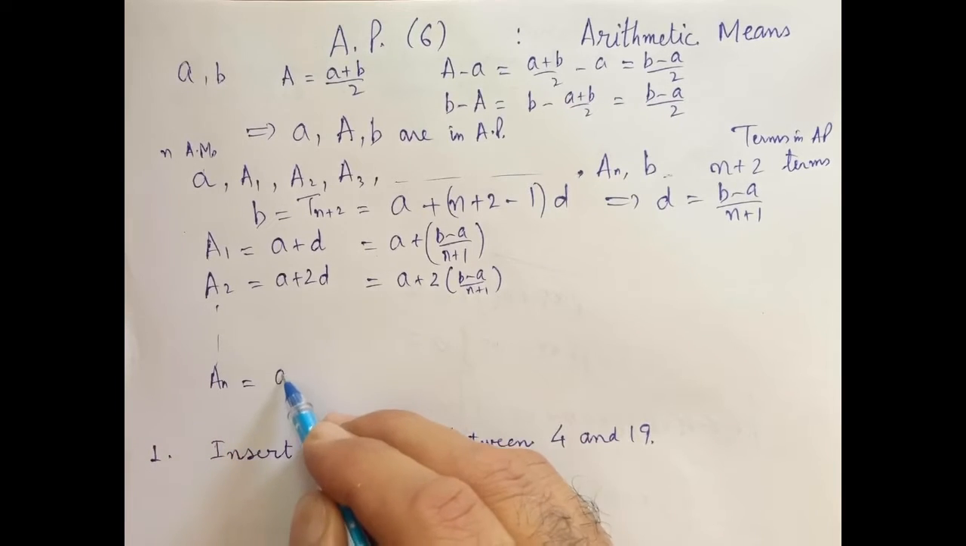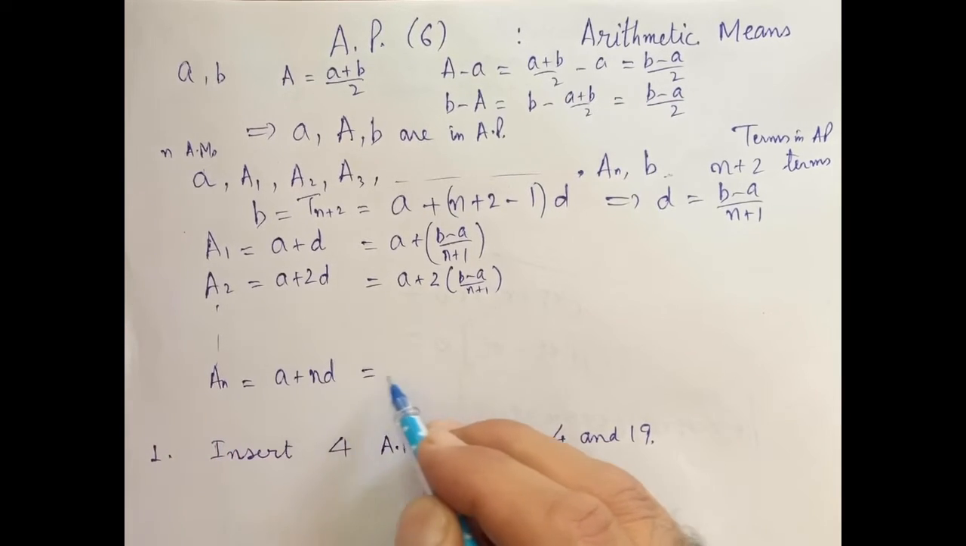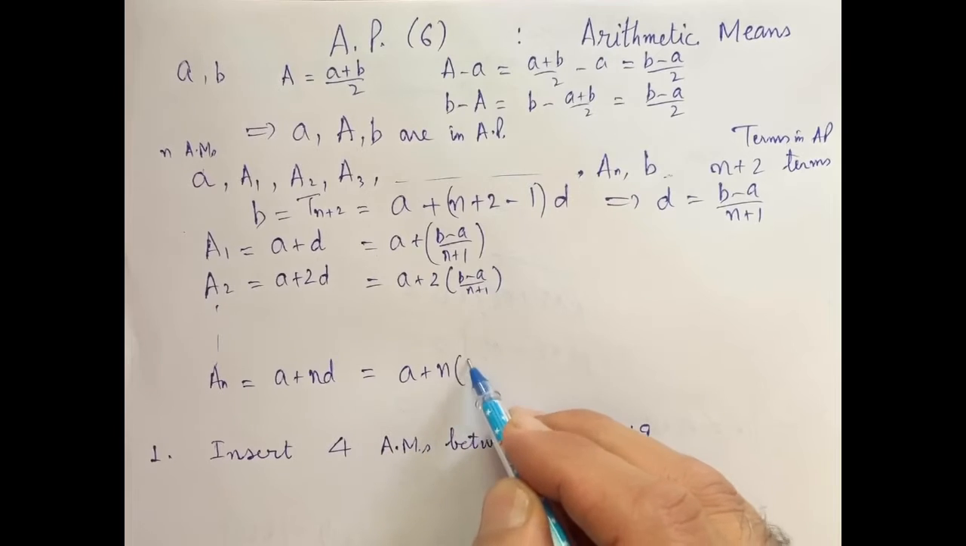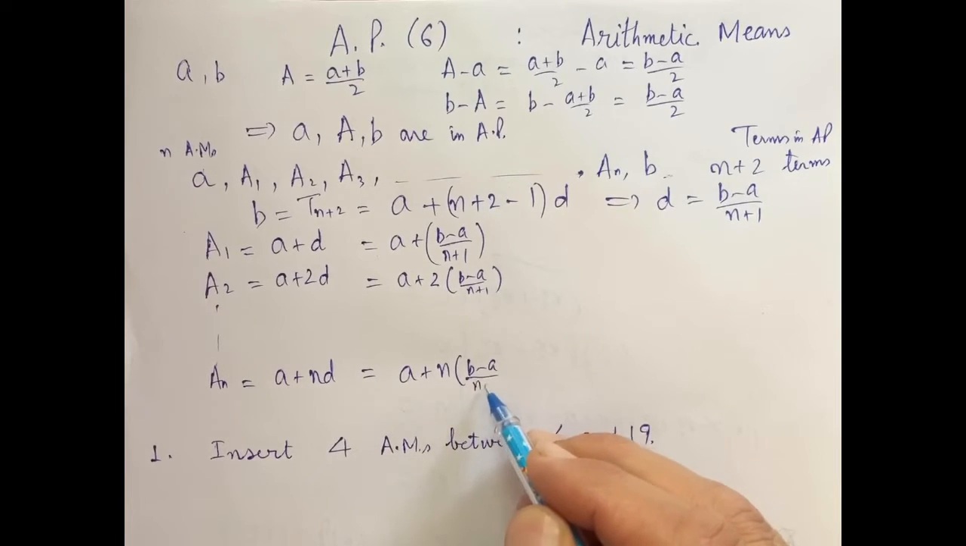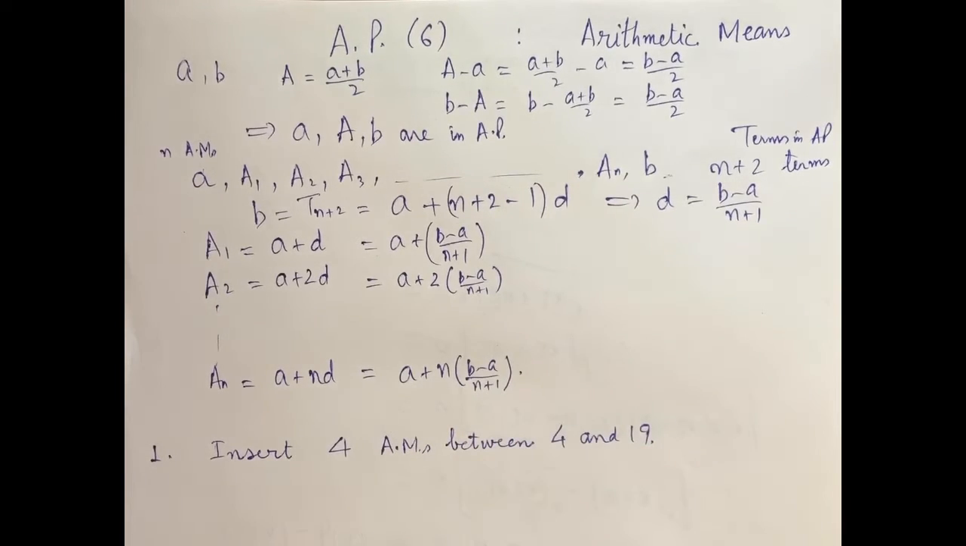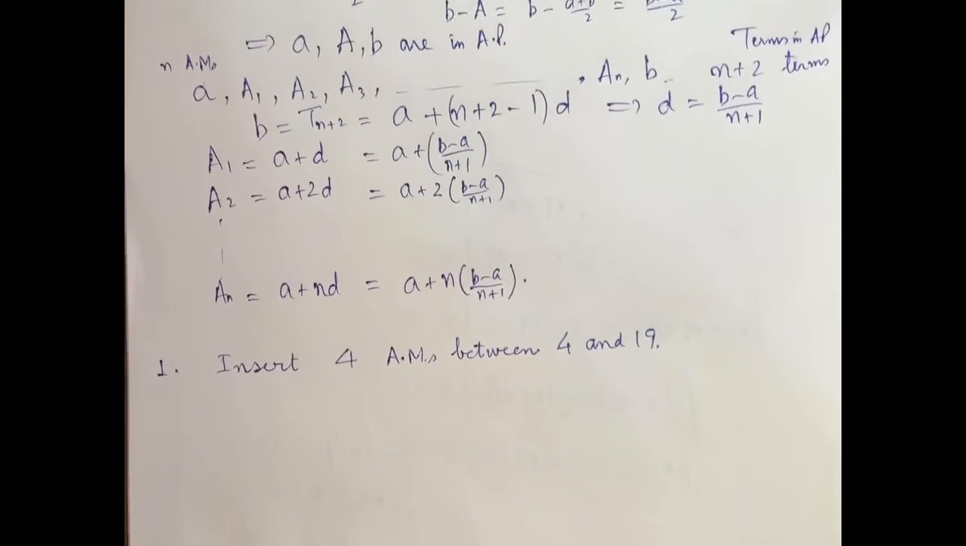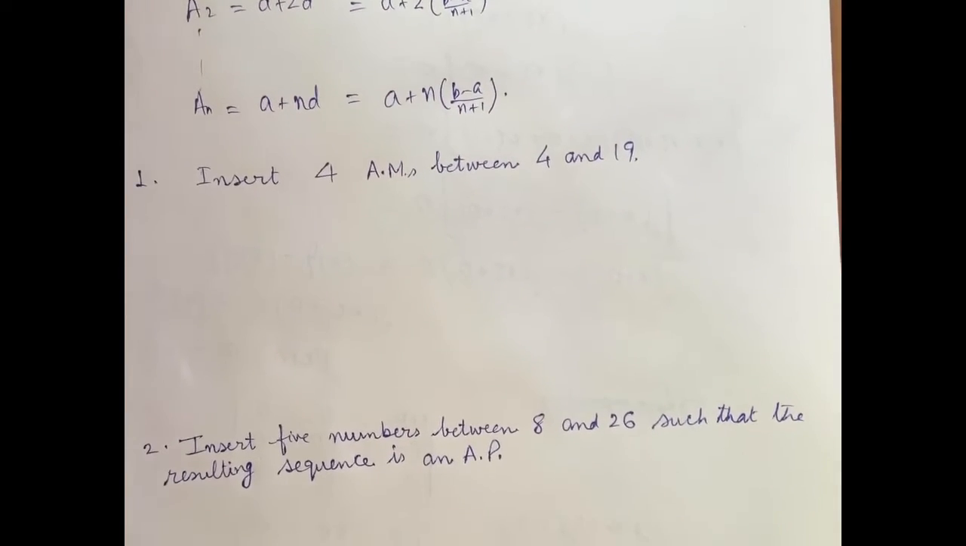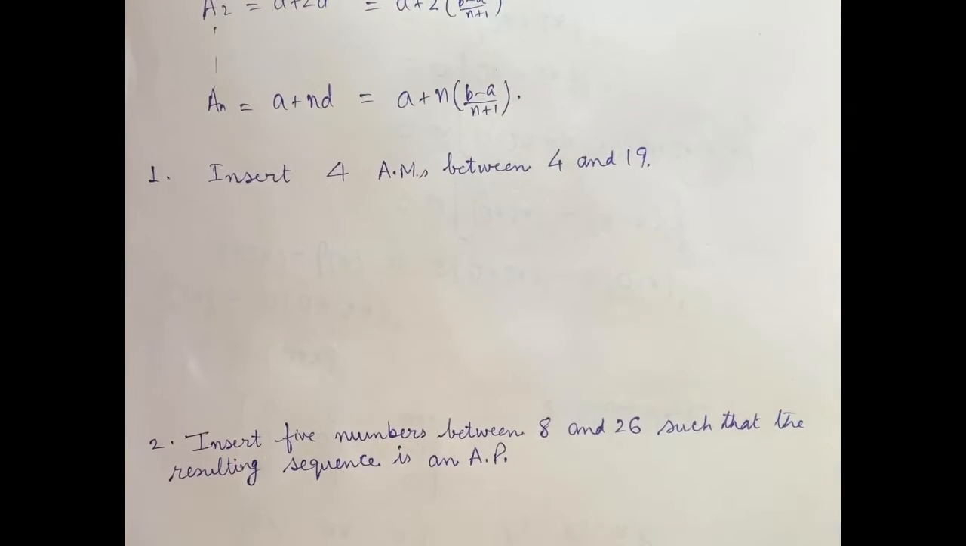Nth arithmetic mean, that's a plus n times d, or a plus n times (b - a)/(n + 1). So we'll use this method whenever we have to insert a number of arithmetic means between two given numbers. So let's learn how to use this concept.